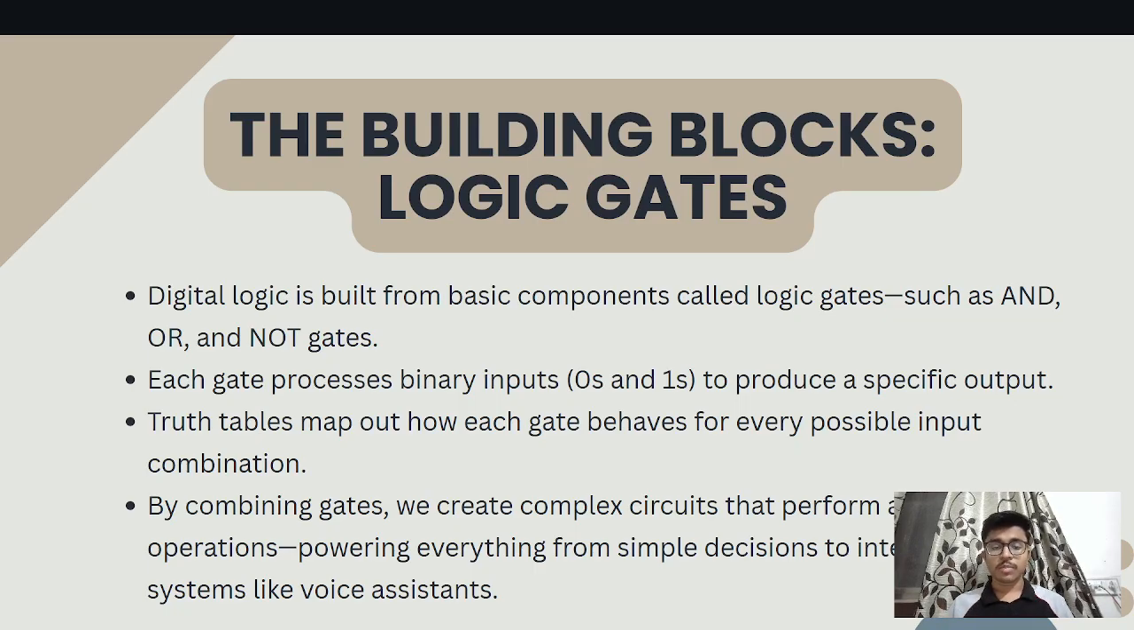Digital logic is built from basic components called logic gates, such as AND, OR, and NOT gates, which are the basic logic gates. Each gate processes binary inputs, that is zeros and ones, to produce a specific output. By combining gates, we create complex circuits that perform advanced operations, powering everything from simple decisions to intelligent systems like voice assistants.